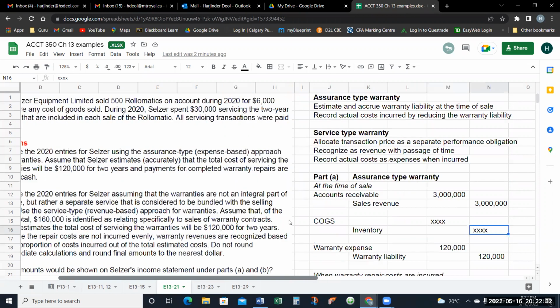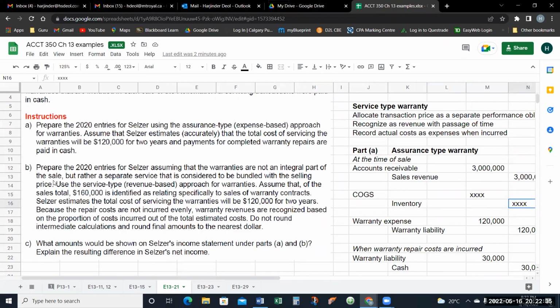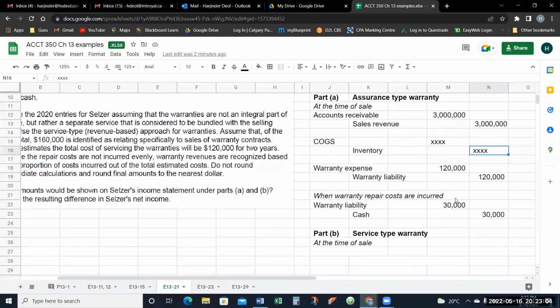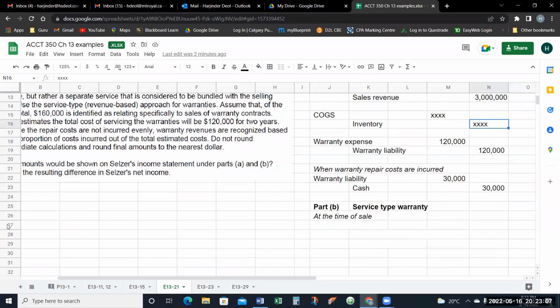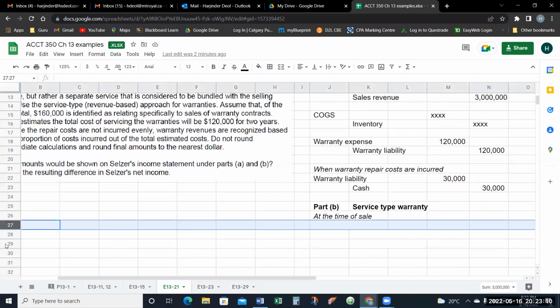So coming back to the same facts here, in part B, we're told to prepare the 2020 entries for Seltzer, assuming that the warranties are not an integral part of the sale, but rather a separate service that is considered to be bundled with the selling price. Using the service type approach for warranties, assume that of the sales total, $160,000 is identified as relating specifically to the sales of warranty contracts. So out of $3 million, $160,000 is for the sale of warranty contracts. The rest is sales revenue.